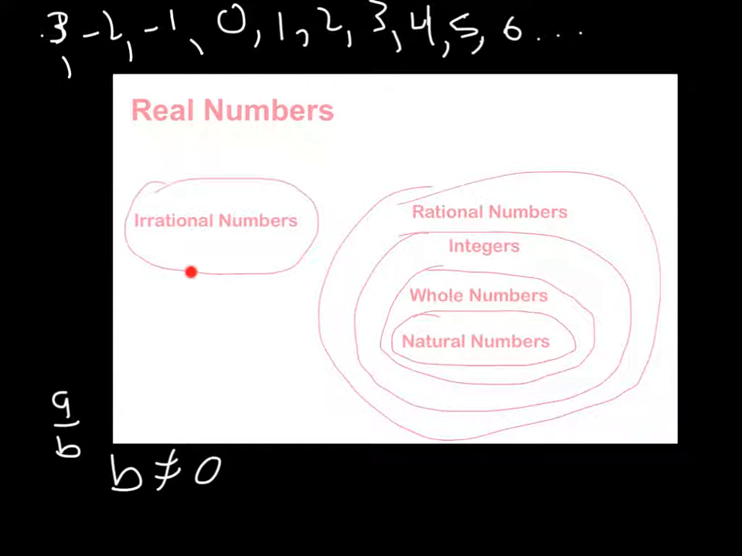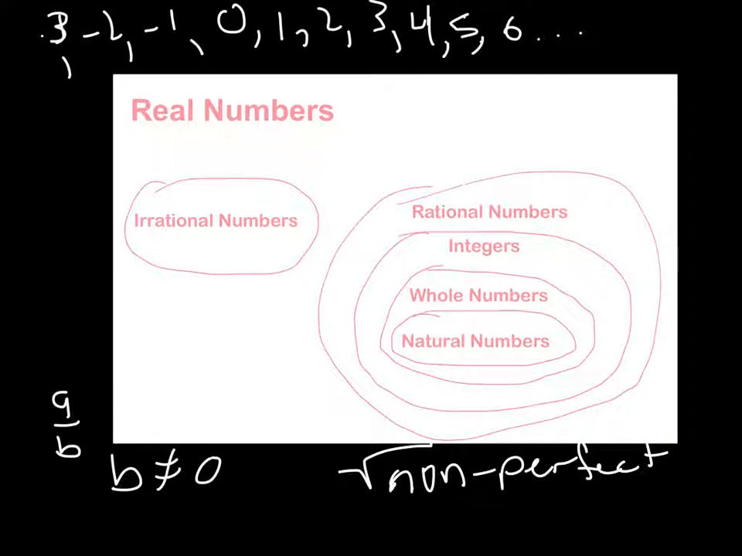Then you have irrational numbers. Irrational numbers have non-terminating, non-repeating decimal values. And we should be able to recognize that the square root of a non-perfect square will result in an irrational number. So that will become irrational. All right.